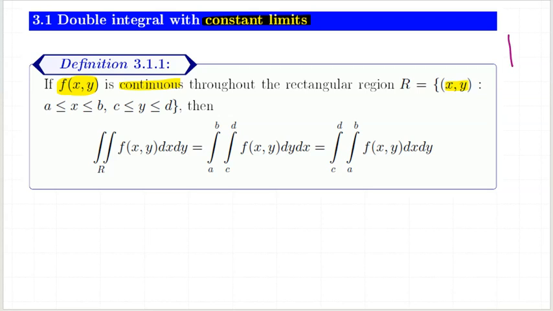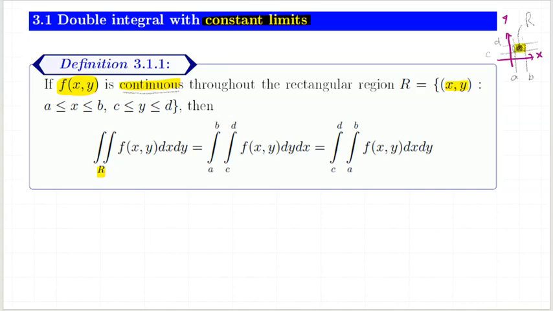So if this is your x-axis and this is the y-axis, your region will be bounded by x equal to a and x equal to b, y equal to c and y equal to d. This is the region R. If the function is defined over this rectangular region R and it's continuous, then we define the double integral. This is how we write the notation: double integral over the region R.